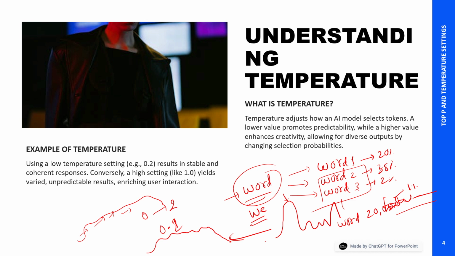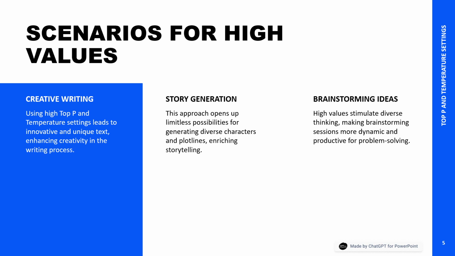Okay, now let us see what the scenarios are for high values, for both the top P and the temperature. If you are doing creative writing, then you need to have the top P and the temperature values very high. If you are going to do some story generation, then in that case also you need to take high top P values and high temperature values. If you are brainstorming some ideas, then also a high top P value and high temperature value will be important. I mean, they will help you to get more advanced output or better output, right?